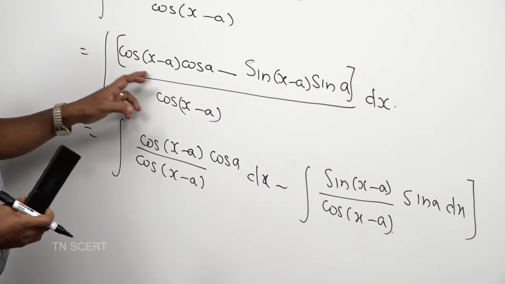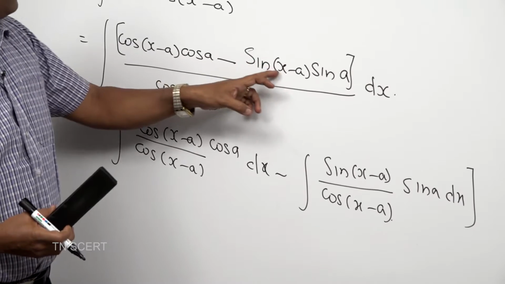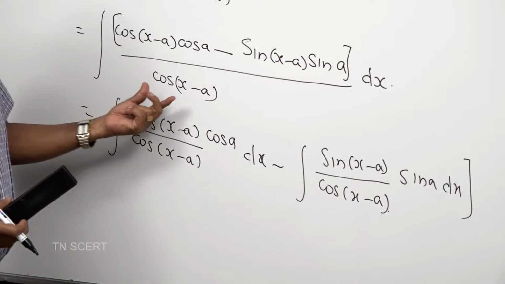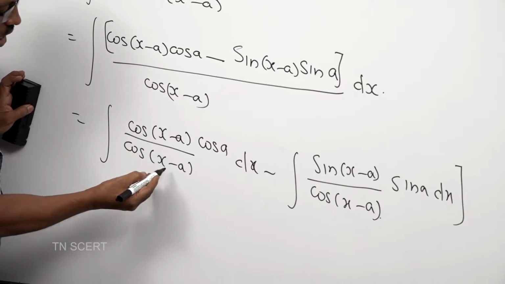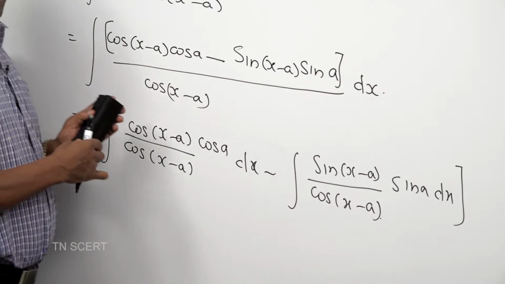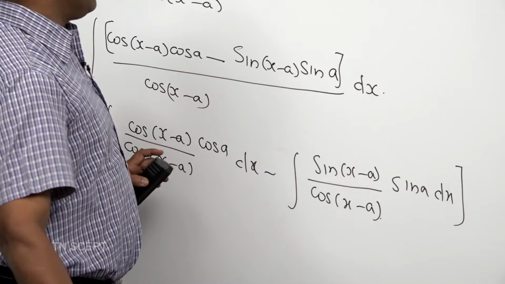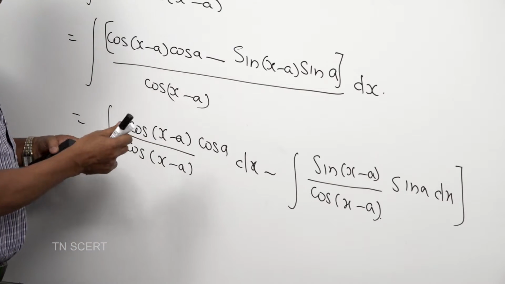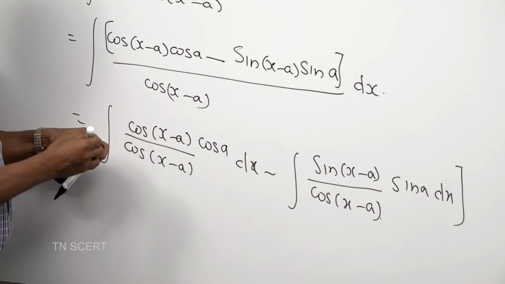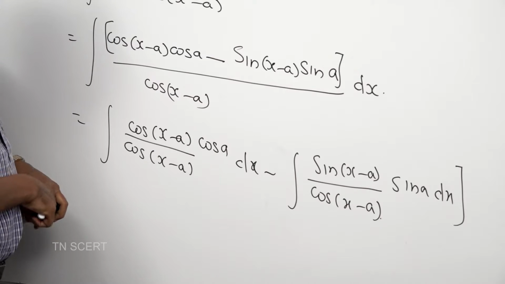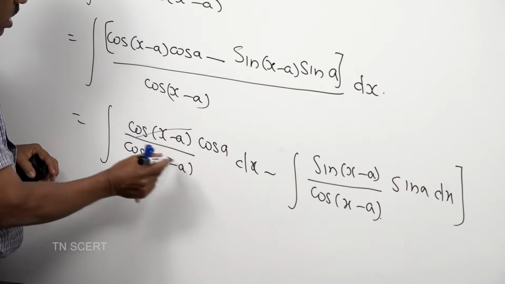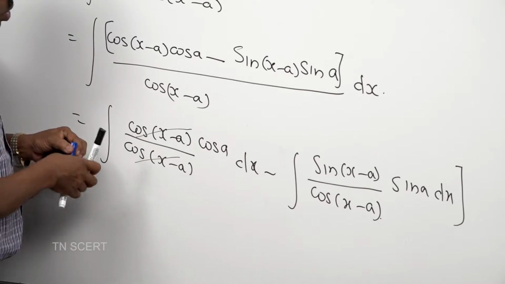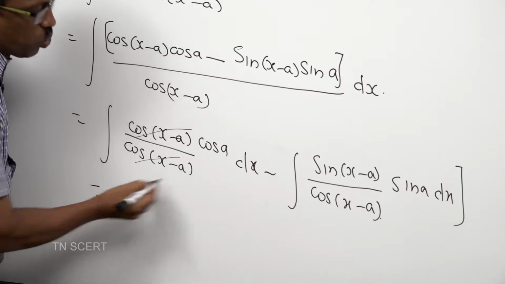Dear student, cos a cos b minus sin a sin b by cos of x minus a. Here remember that these two terms get cancelled. Here cos a cos b, then sin a sin b. So, in this way here we can cancel two terms. Here this is cos(x minus a) and cos(x minus a). So, what remains is cos a.